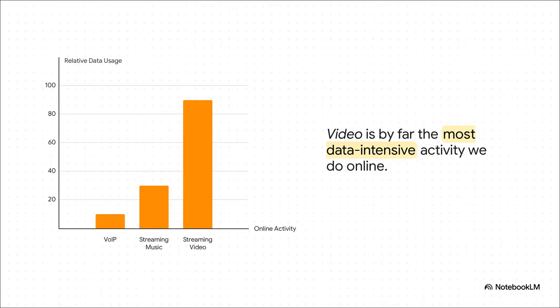And this chart just drives the point home. It shows the massive difference in data needed for different things. A voice call needs very little bandwidth. Streaming music from Spotify is a bit more demanding. But look at video. Streaming high-definition video uses exponentially more data than anything else, all because of the immense amount of information that's packed into every single frame.